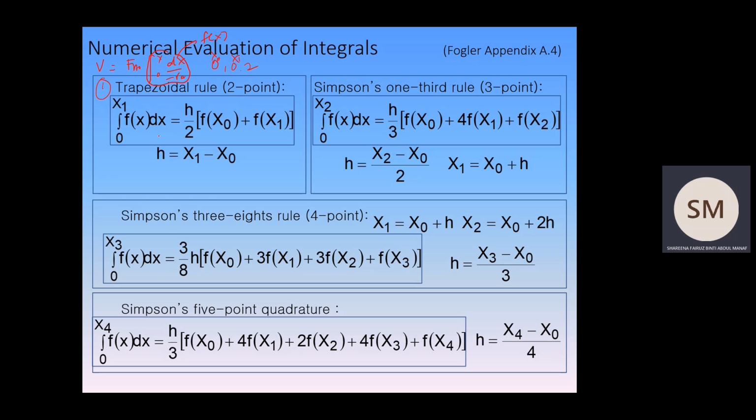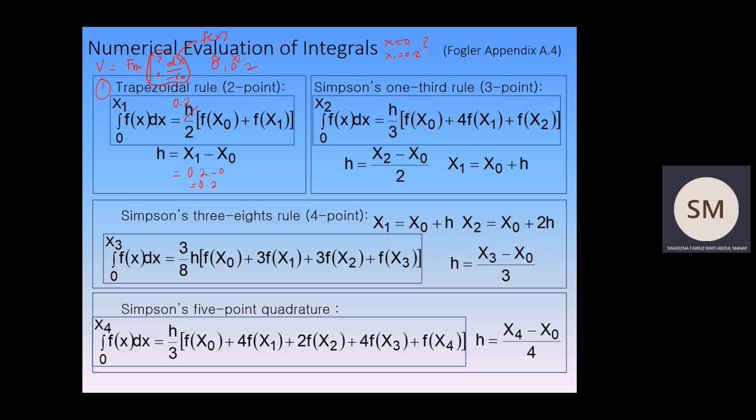So in order for you to use this equation, first you have to calculate what is h. The h is defined as the difference between x1 minus x0. So 0.2 minus 0, you will have 0.2, meaning that the h, you have to replace with 0.2. So for f(x0) and f(x1), you need to get the value for x equal to 0, and another one for x equal to 0.2.